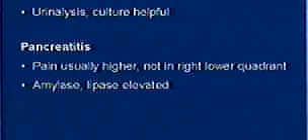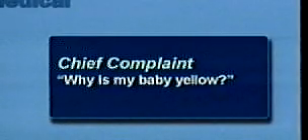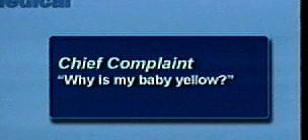Pancreatitis is seen not frequently at all. I would say it would be a limited diagnosis in the pediatric population. And there's pain that's usually higher, and it's not in the right lower quadrant. Your amylase and your lipase would be elevated. And so this really will lead us into our next case, why is my baby yellow?